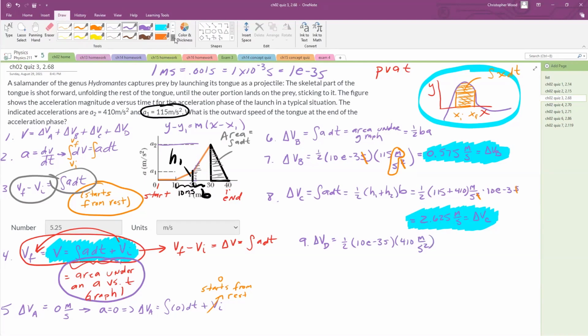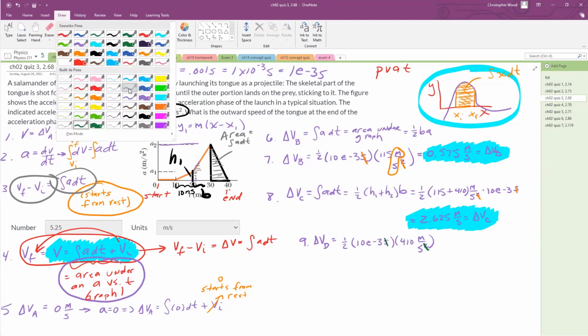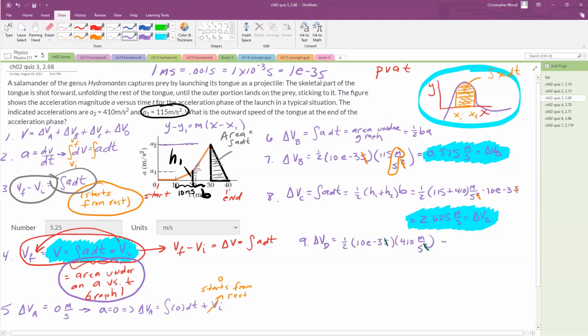So let's cancel those units, dimensional analysis time. One second here cancels with one of those seconds. I do end up with meters per second, which again is what I'm expecting. And my calculator says 0.5 times 10 e minus 3 times 410 is 2.05. 2.05 meters per second. That's not the velocity of the salamander's tongue. That's the change in velocity of the salamander's tongue.